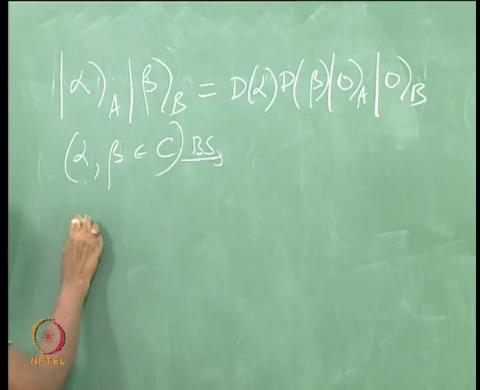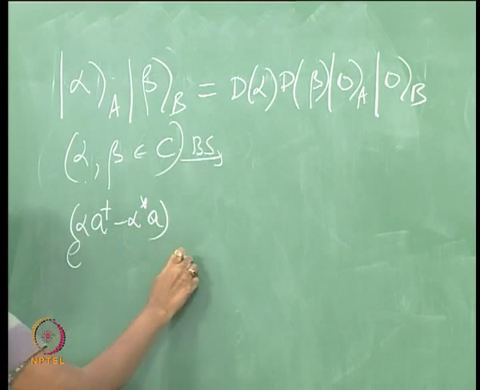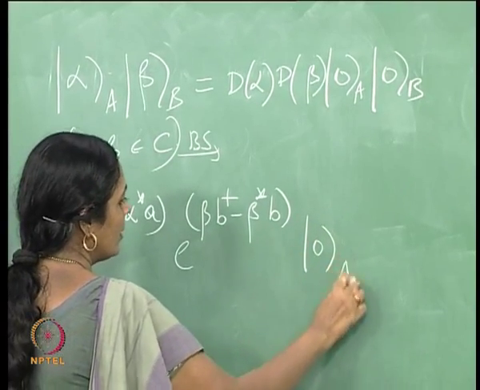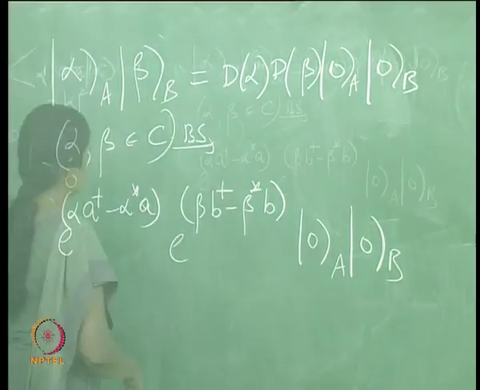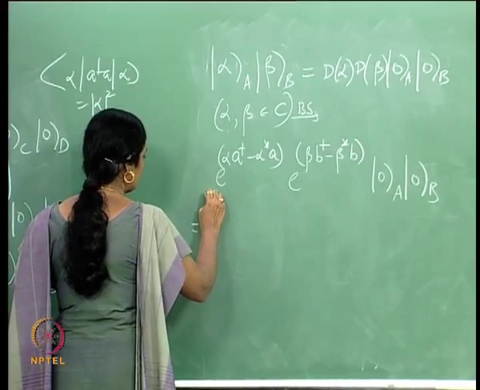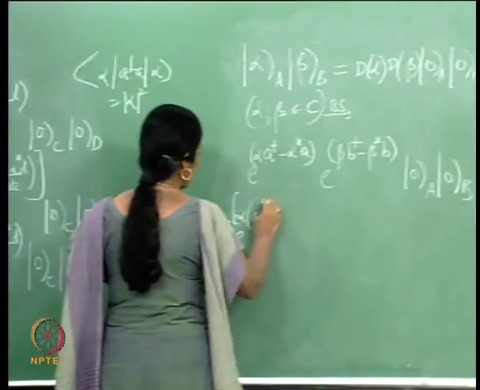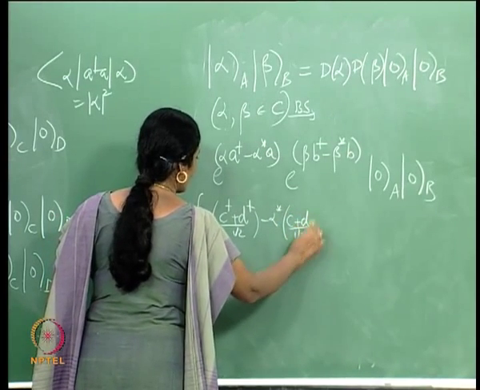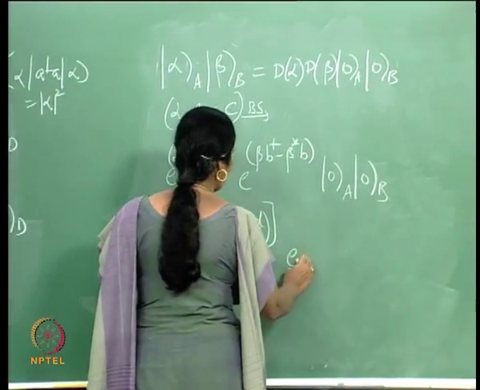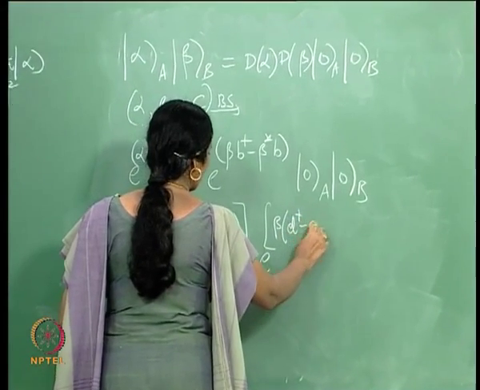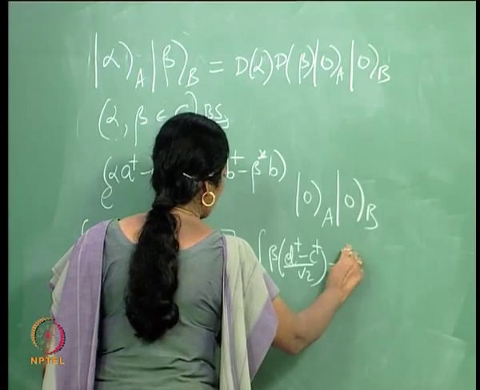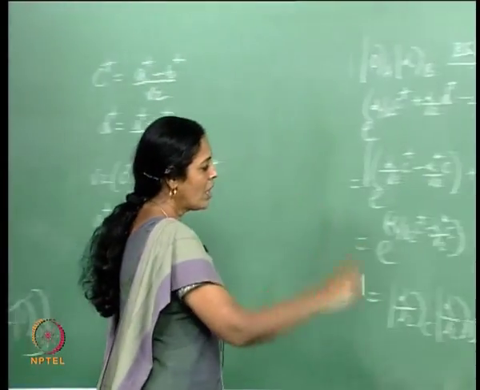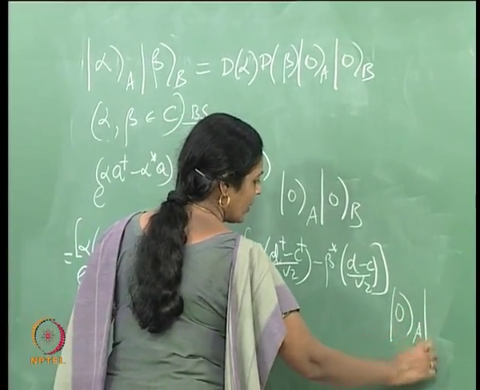This object is e to the alpha A dagger minus alpha star A, e to the beta B dagger minus beta star B, 0 A, 0 B. Once more, I can write this as e to the alpha A dagger, C dagger plus D dagger by root 2, minus alpha star C plus D by root 2. That is my first term. Then I have e to the beta B, which is beta D dagger minus C dagger by root 2, minus beta star D minus C by root 2. Because B dagger was D dagger minus C dagger by root 2, I have just put that in. Ket 0 A, ket 0 B.